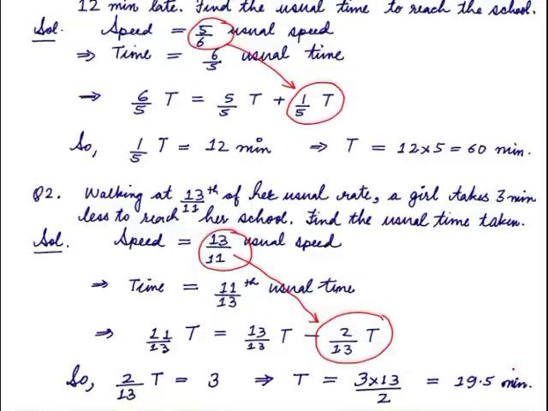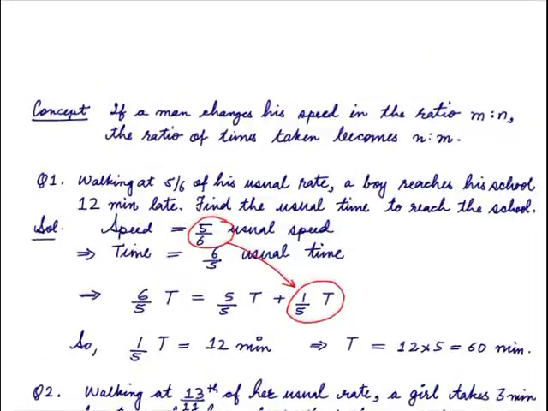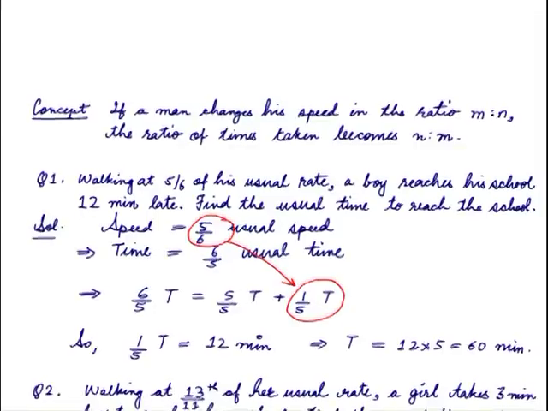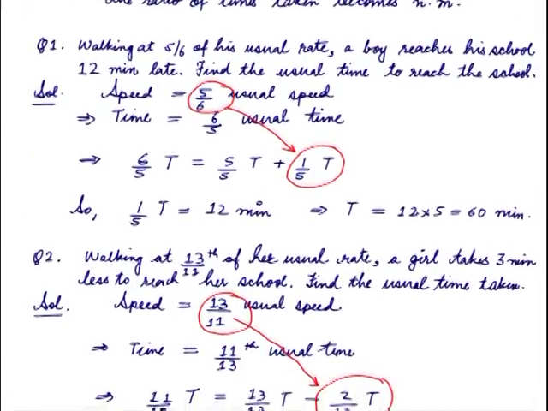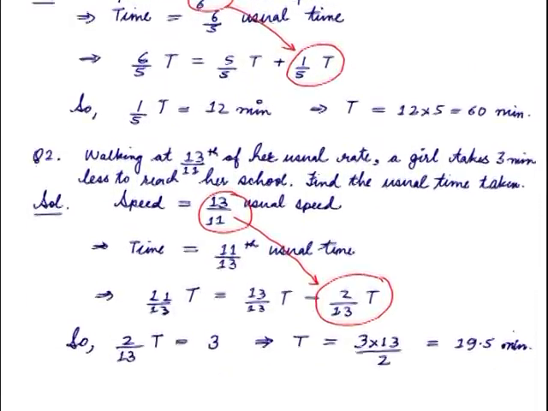So what was the concept we have seen? We saw this basic concept here. If a man changes his speed in the ratio m is to n, then the times taken change in the ratio n is to m. And then we saw these two questions, question 1 and question 2, based on this concept. We can now move on to the next concept in time, speed and distance.